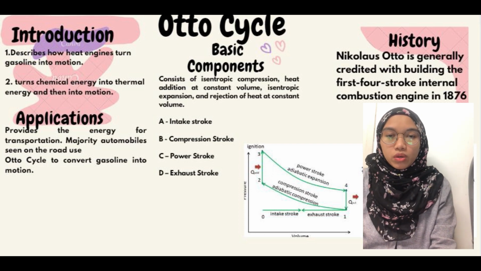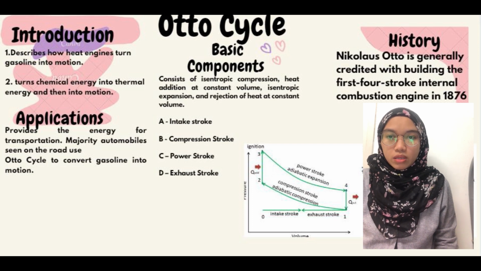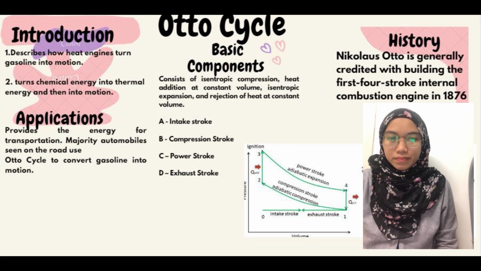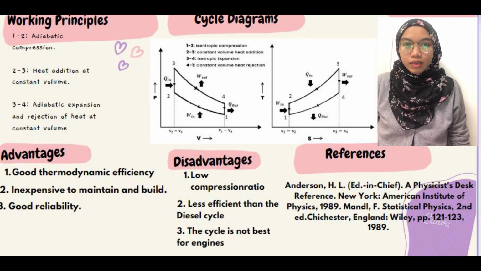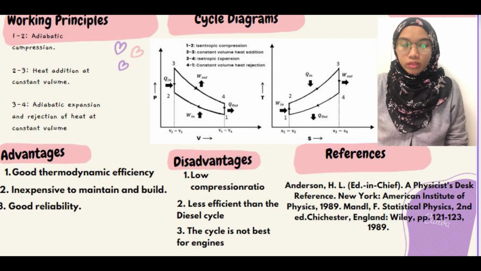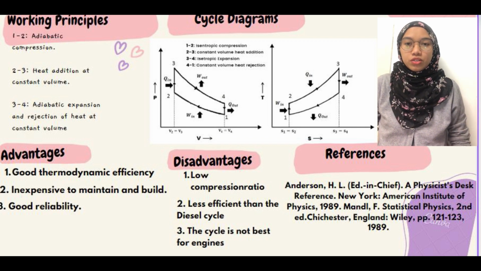The history of the Otto cycle: it was founded by Nicolaus Otto, who is generally credited with building the first four-stroke internal combustion engine in 1876. The next slides will include the working principle, the cycle diagram with its figure, the advantages and disadvantages, the suggestion and references. So let's start with the working principle of the Otto cycle.